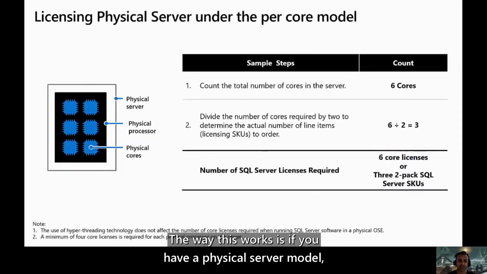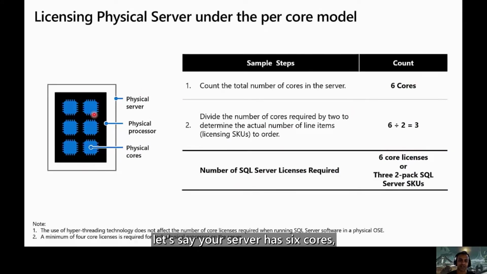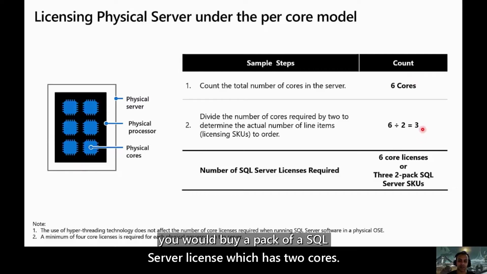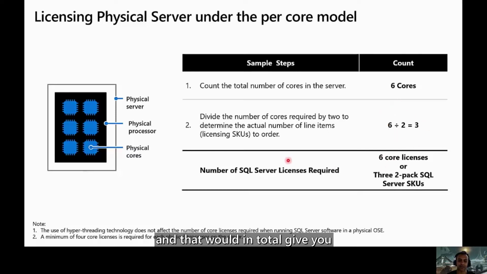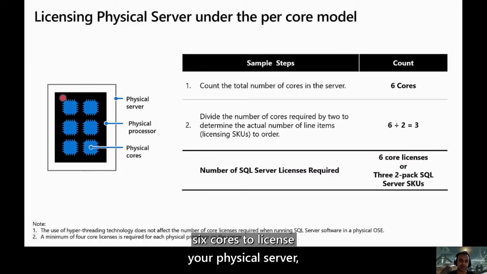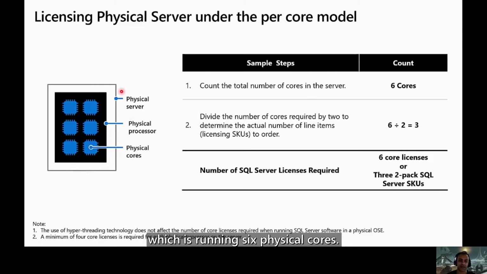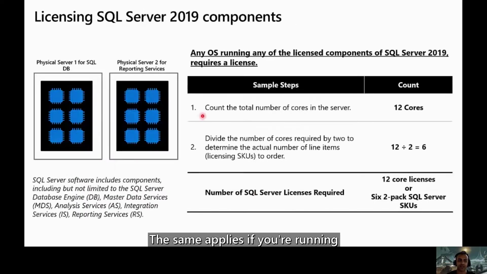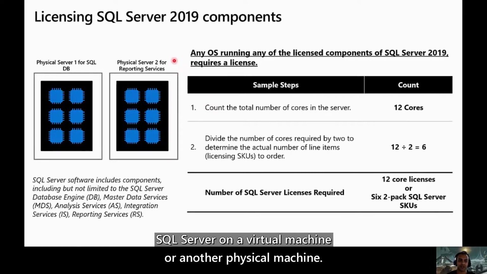And the way this works is, if you have a physical server and, let's say, your server has six cores, as you see in the illustration over here, you would buy a pack of SQL Server licenses which has two cores, so you'll need to buy three packs, and that would in total give you six cores to license your physical server, which is running six physical cores. The same applies if you're running SQL Server on a virtual machine or another physical machine.